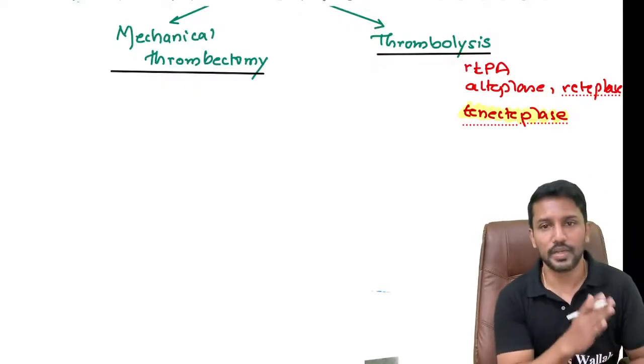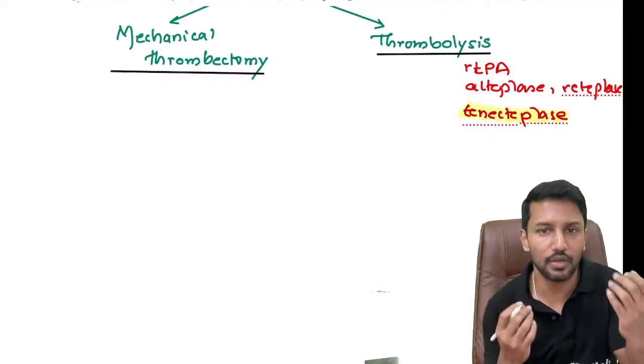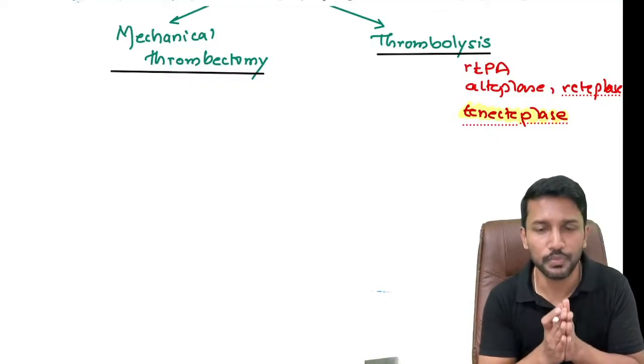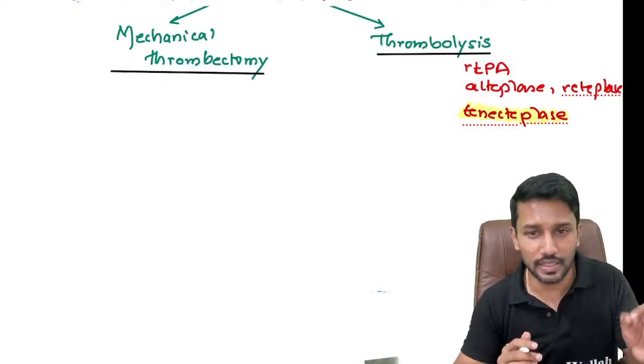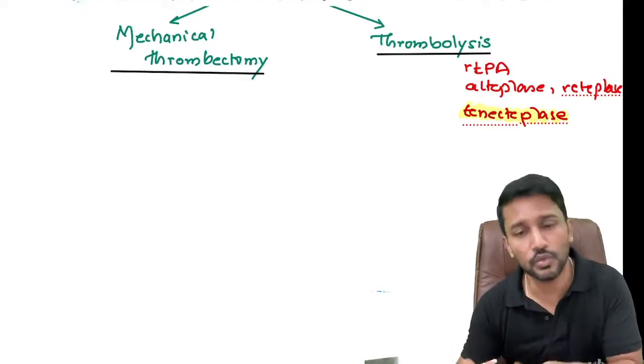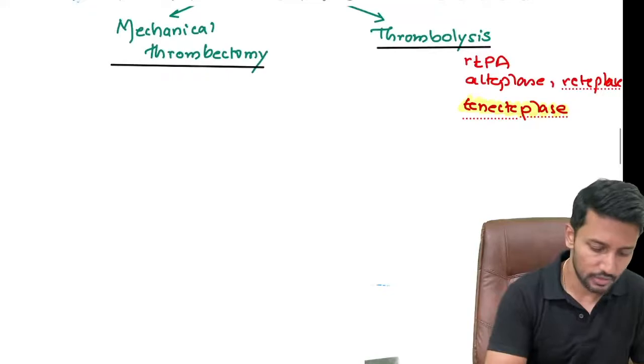Obviously, mechanical thrombectomy is superior to thrombolysis, but both of them have their own indications and contraindications. So, in any question, we have to identify whether the patient fits into the indications or contraindications for both or one. Whichever he fits into, that is how we will be taking a step. So, first, we will understand mechanical thrombectomy.